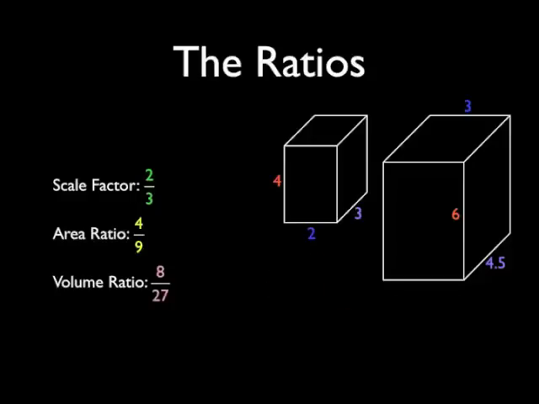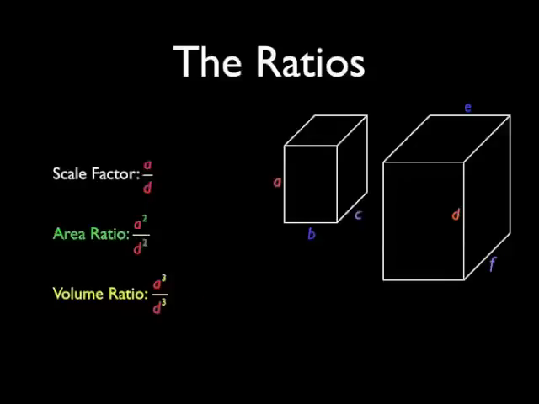Remember with similar figures how the area ratio was the scale factor squared? Notice, what is 4/9? 4/9 happens to be 2/3 squared. What happens if you cube the scale factor? 2 cubed is 8, and 3 cubed is 27.